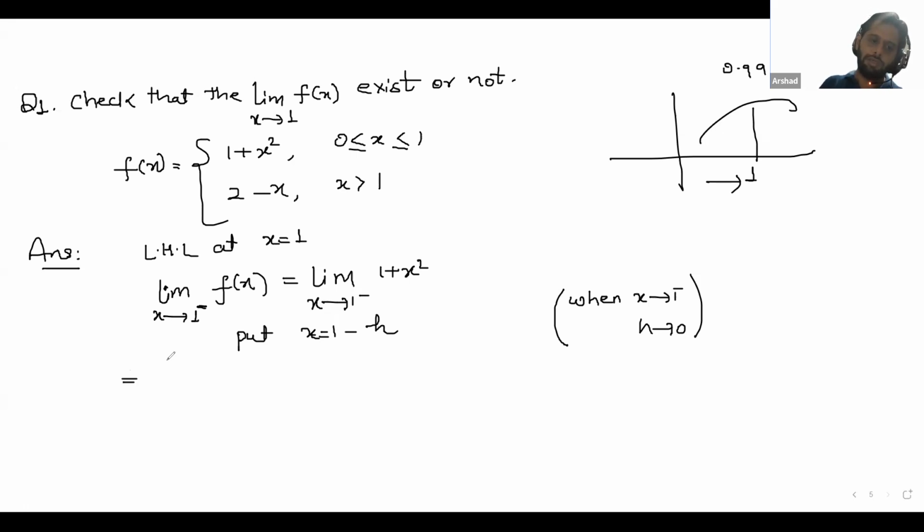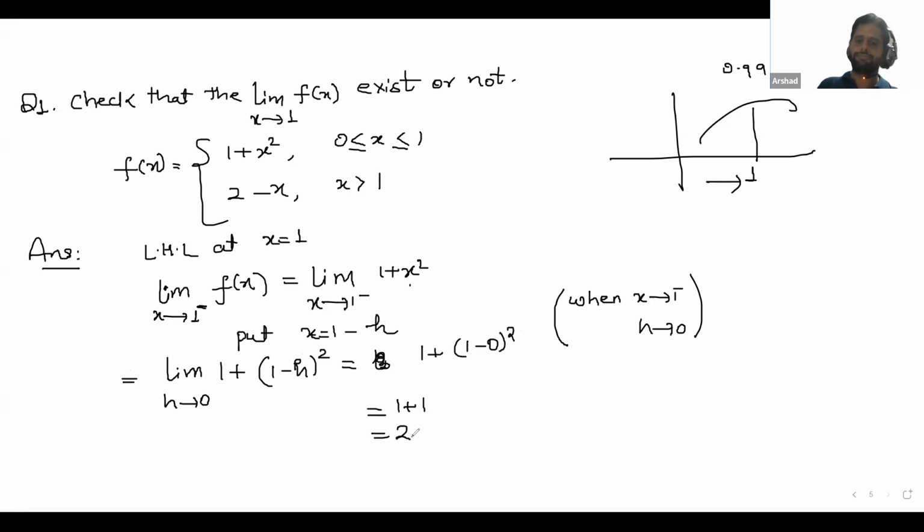So here you will get 1 plus, in place of x, you will put 1 minus h. We need to write 1 minus h whole square. Now here directly put the limit. So put this value of h, and you will get 1 plus (1 minus 0) whole square. So this will give you 1 plus 1, which will give you 2.